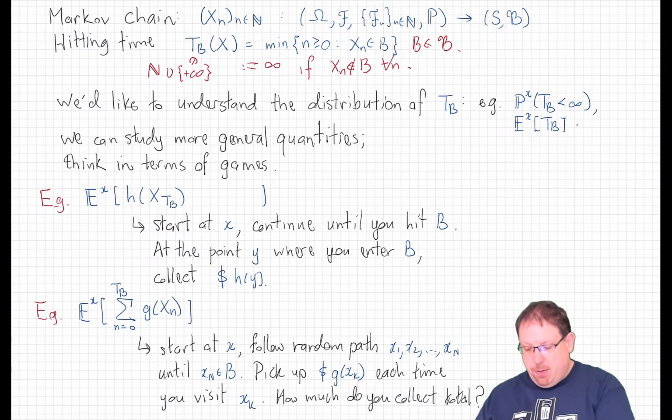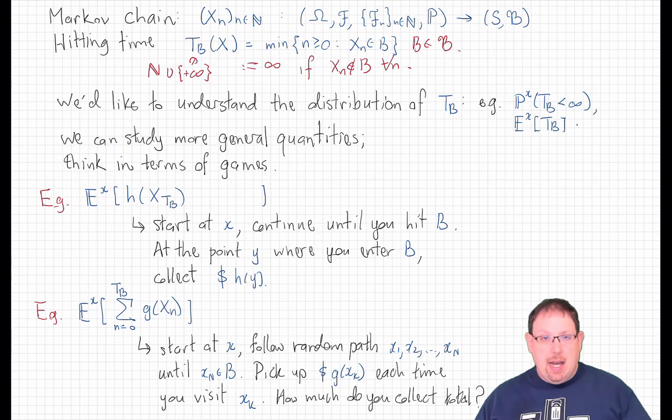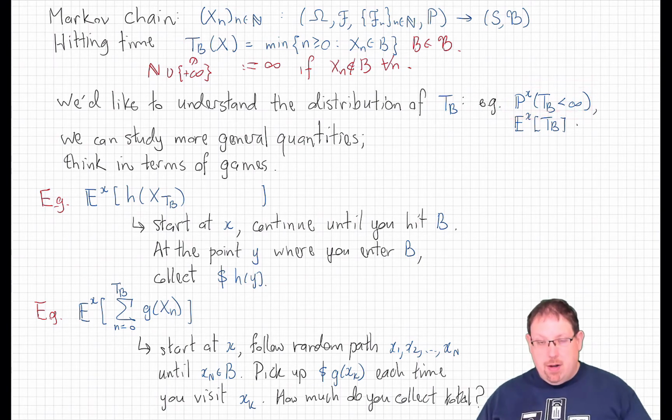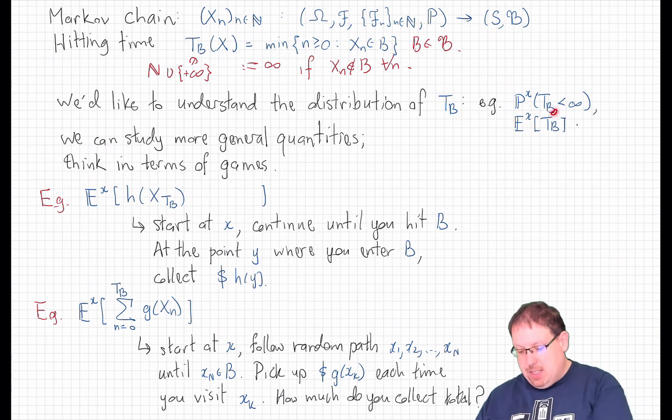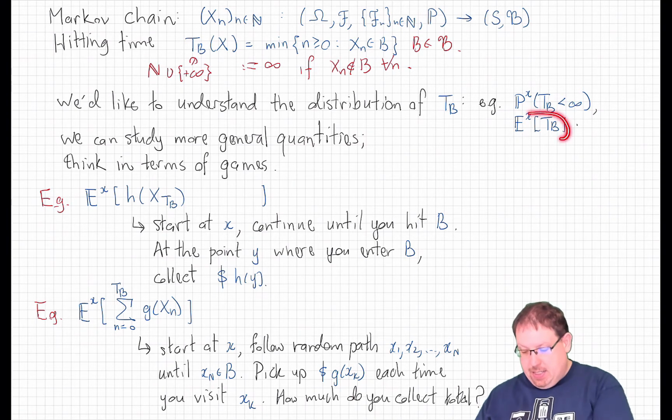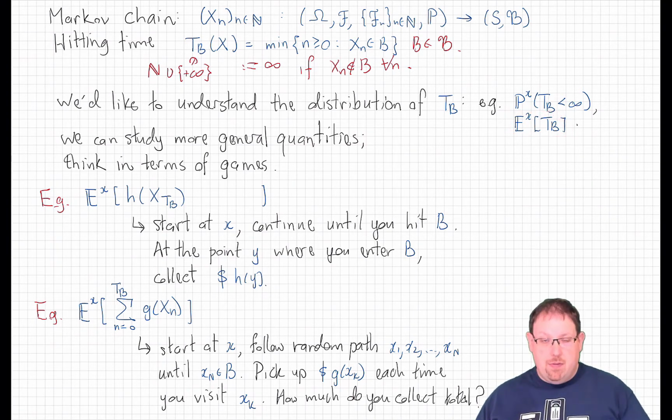However, it's possible for this to be infinite even if this probability is 1, as we saw in the last lecture for symmetric simple random walk on the integer lattice, which is null recurrent. It's recurrent because this probability is 1 for every x, and every state B, if B is just a singleton state, but this expectation is infinity for any singleton state B.